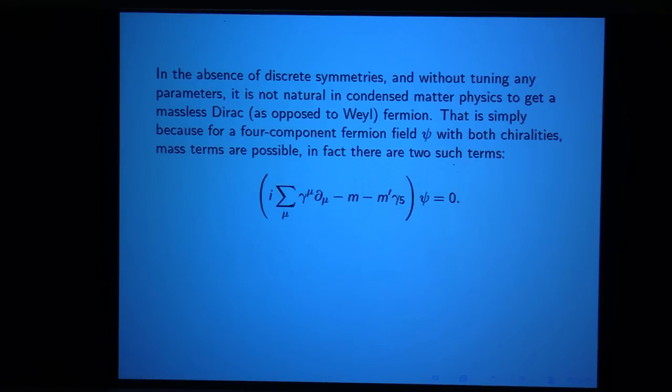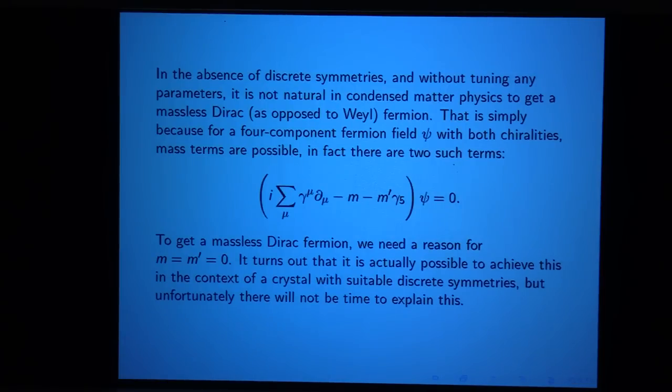This is simply because for a 4-component fermion field that has both chiralities, mass terms are possible. In fact, the relativistic Dirac equation involves 2 mass parameters, which I've called M and also M prime gamma 5, either of which produces a gap. So to get a massless fermion, we need to have a reason that both parameters are 0.